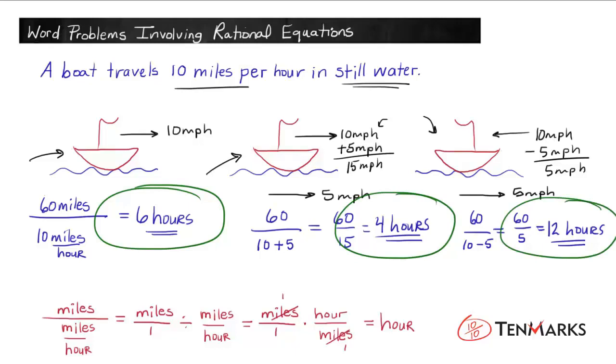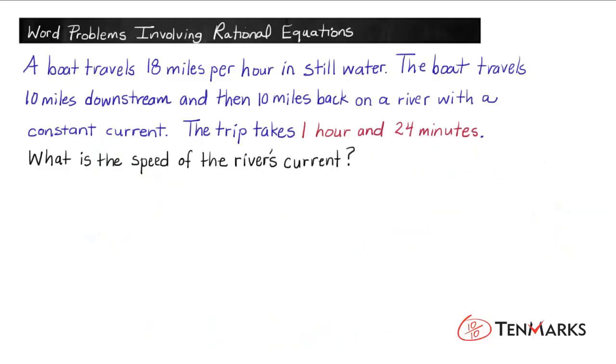I think now we're ready to take a look at our problem. A boat travels 18 miles per hour in still water. The boat travels 10 miles downstream and then 10 miles back upstream on a river with a constant current. The trip takes 1 hour and 24 minutes, and the question is, what is the speed of the river's current? Let's begin by setting up this equation.